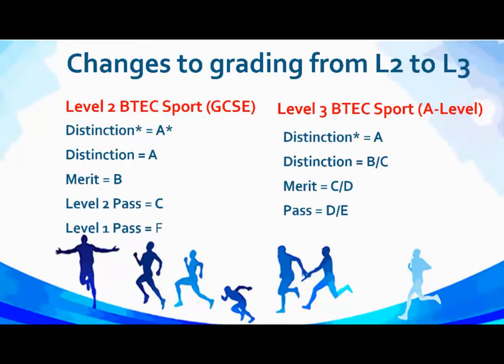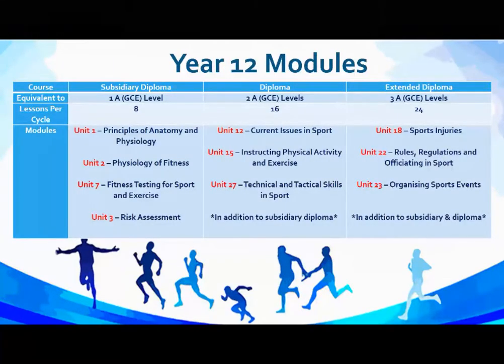Another major change from level 2 to level 3 is the grading equivalent. As you can see on the left hand side there, that's what the grades were equivalent to at GCSE, whereas on the right hand side, it's slightly different at level 3. So a distinction star is now equivalent to an A, a distinction is the midway point between a B and a C, a merit between a C and a D, and a pass between a D and an E.